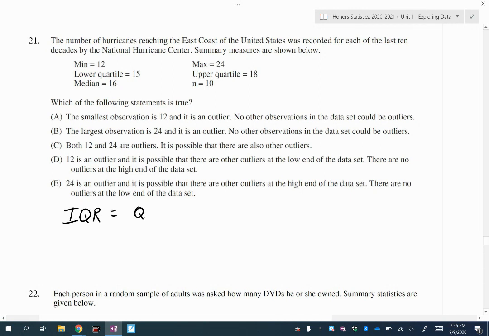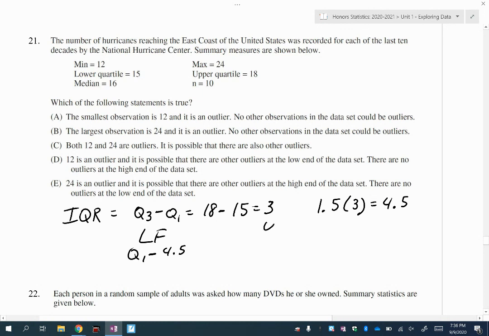So the IQR is quartile 3 minus quartile 1, which is 18 minus 15, so 3. Then you remember that I'm going to take 1.5 and multiply it by that 3, and that's going to give me 4.5. So my lower fence is going to be the first quartile minus 4.5, and my upper fence is quartile 3 plus 4.5. So that's 15 minus 4.5 and 18 plus 4.5. My lower fence is 10.5, and my upper fence is 22.5.